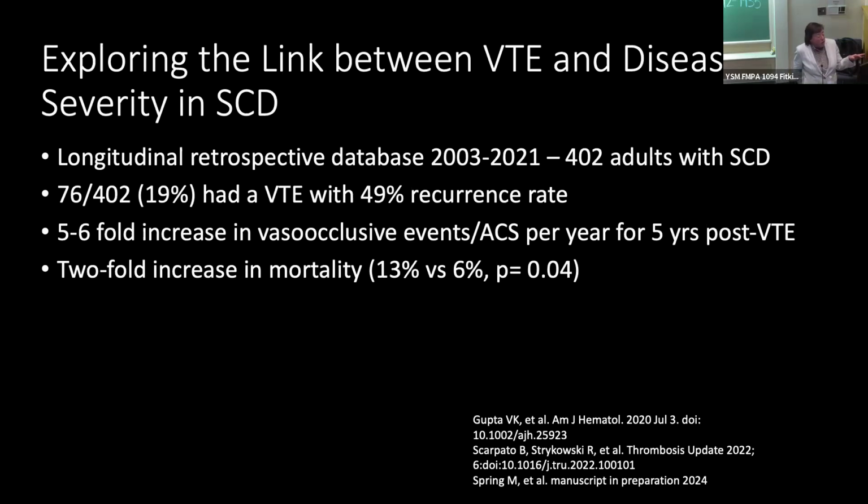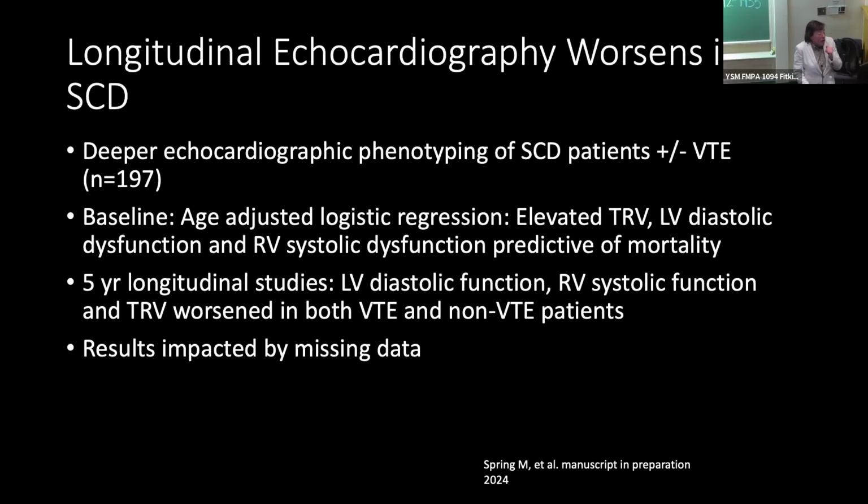We've created a longitudinal retrospective database of all of our adults with sickle cell disease receiving care since 2003. 19% of our patients have had a VTE. They were treated for a median of 7 months, because most of this went on before 2019. And they had a 49% recurrence rate. And interestingly, they also had about a 5 to 6-fold increase in ED visits and hospitalizations each year for the first 5 years post their VTE for vaso-occlusive events and acute chest syndrome. And they also had about a 2-fold increase in mortality. So VTEs are not isolated events.